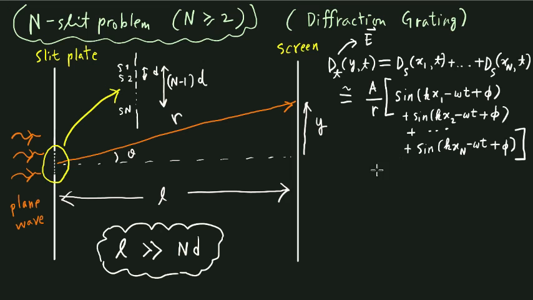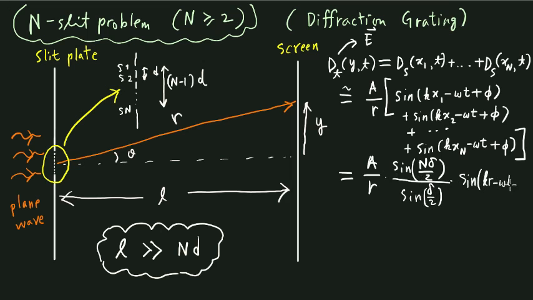Well, that's explained in my written lecture notes. So here I'm not going to explain that, and I'm going to ask you to go to my written lecture note and investigate how one can use complex numbers to sum up this series very conveniently and easily. Here we will just write down the answer. So the answer here is that sine(n delta over 2) divided by sine(delta over 2), times sine(kr minus omega t plus phi).